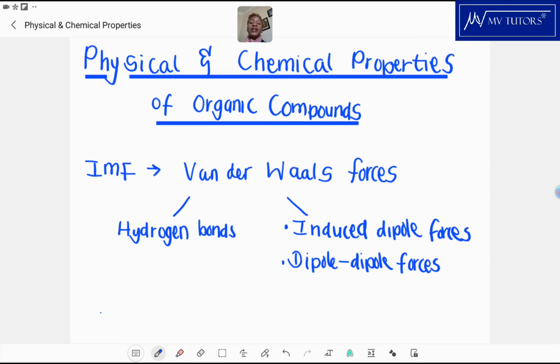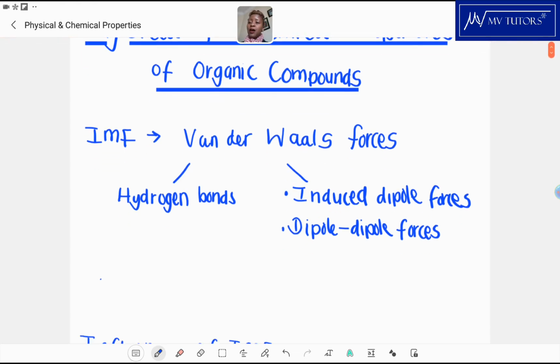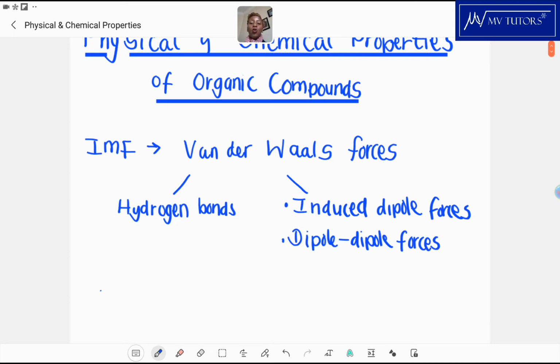So when we discuss the intermolecular forces between organic compounds, we will be referring to hydrogen bonds, induced dipole forces, and dipole-dipole forces. And then, what are the physical properties that we'll be looking at exactly? Let's start with the physical properties.